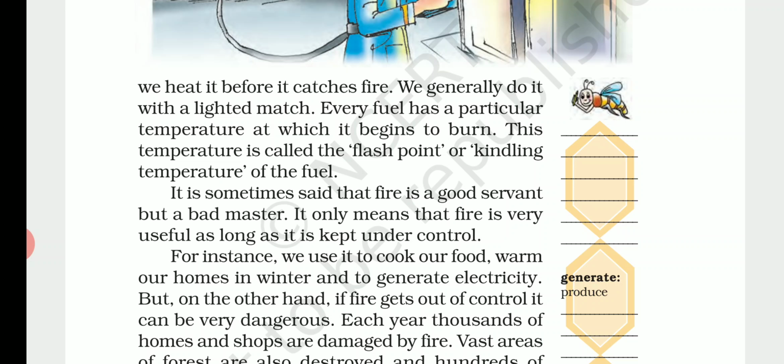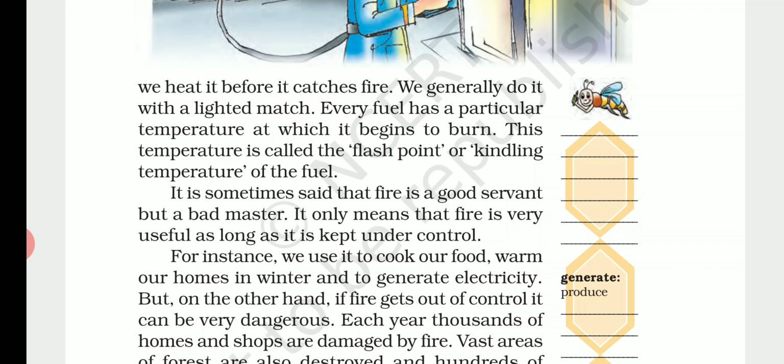When fire is under control, it is a servant. For instance, we use it to cook our food, to warm our house in winters, and to generate electricity. So what are the uses of fire? That proves that it is a good servant. All these are examples that prove fire is a good servant.